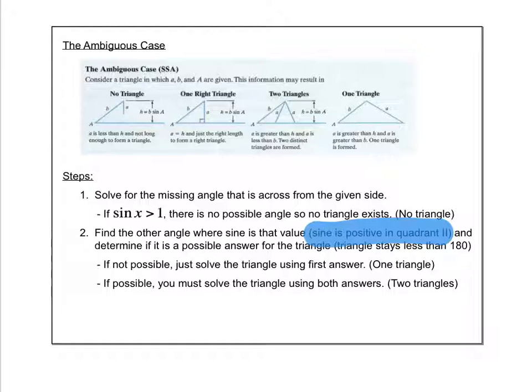And then we look at that angle. If that angle is not possible to make a triangle, we're only going to solve 1 triangle with the quadrant 1 answer. And if it is possible, we're going to actually solve 2 triangles with both the quadrant 1 and the quadrant 2 answer. And we're going to walk through that on the next page. So the important thing is there could be no triangle, there could be 1 triangle, or there could be 2 triangles. And that's part of what you need to answer for each problem today.